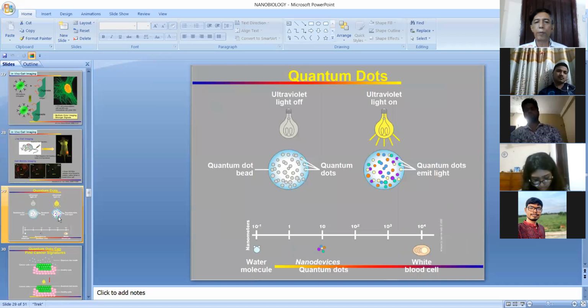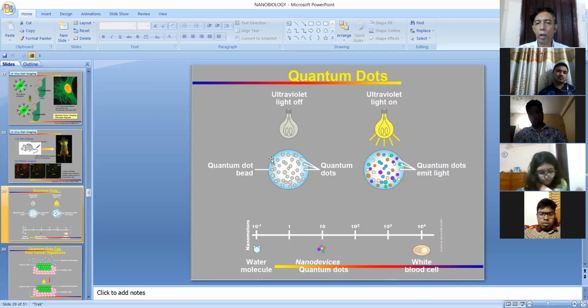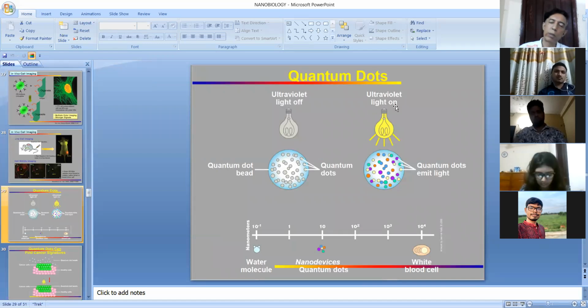You see here, this is a quantum dot, it is accumulated on a tumor. Ultraviolet light is off. It is like that. If you turn on the ultraviolet light, some quantum dots require infrared light. If you turn on the ultraviolet light, you will see these quantum dots are giving colors.